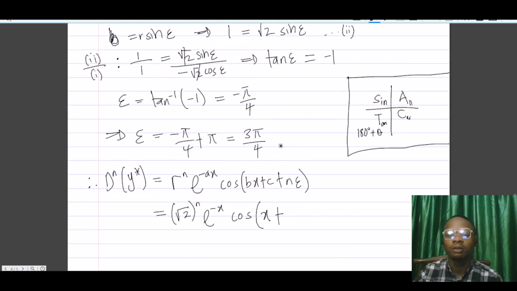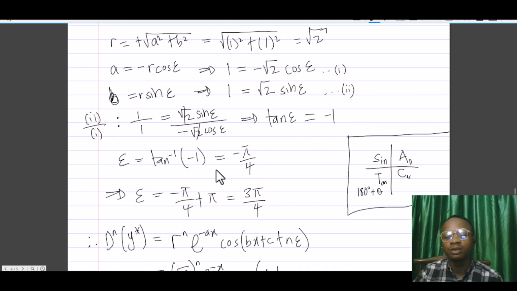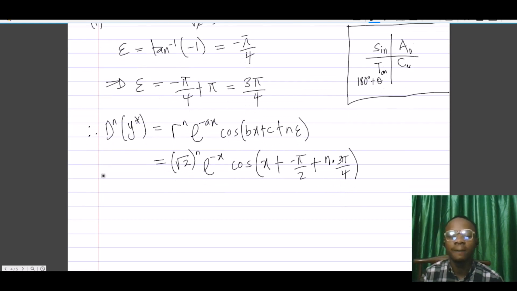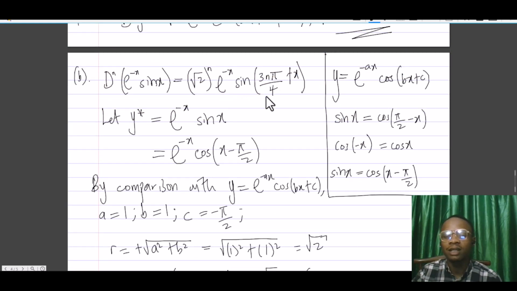Our c from up here, where is c again, is minus pi over 2. So this is going to be minus pi over 2, then plus n epsilon. Our epsilon we've been able to see is 3 pi over 4. This will be n multiplied by 3 pi over 4, and then we can close the bracket. So basically this is everything we have here, and by tidying this up, we know that our final expression that we want to establish is carrying sine as well.